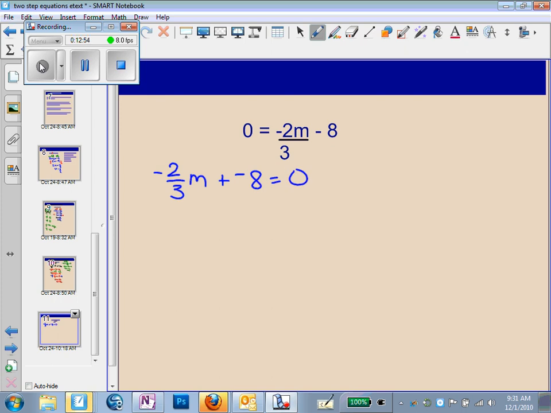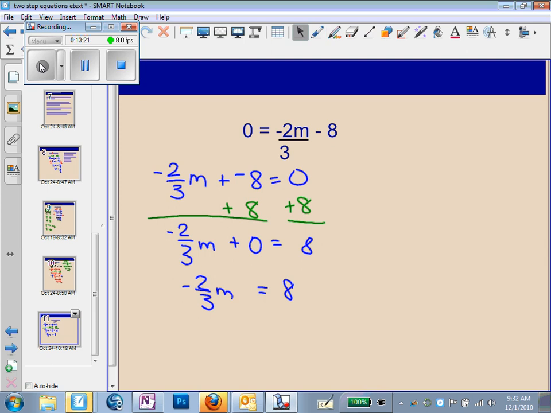Now I'm going to start out with dealing with addition. So I want to get rid of adding -8. I'm going to add a +8 to get rid of that -8, if I do it to one side and take it to the other. So I end up with -2/3 m plus 0 equals 8. So -2/3 m equals 8.